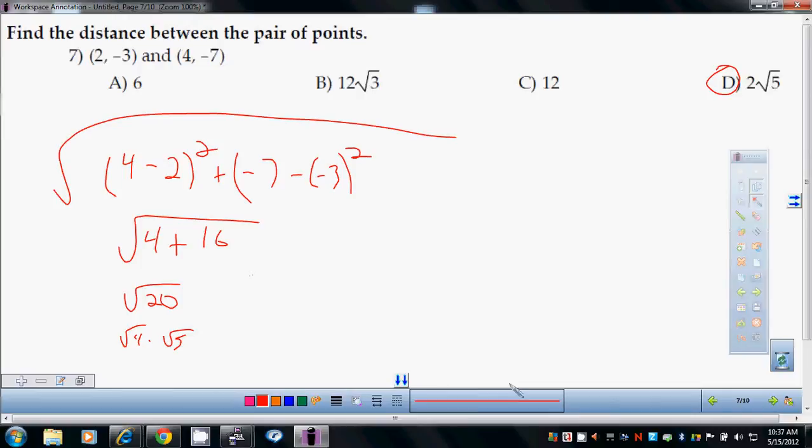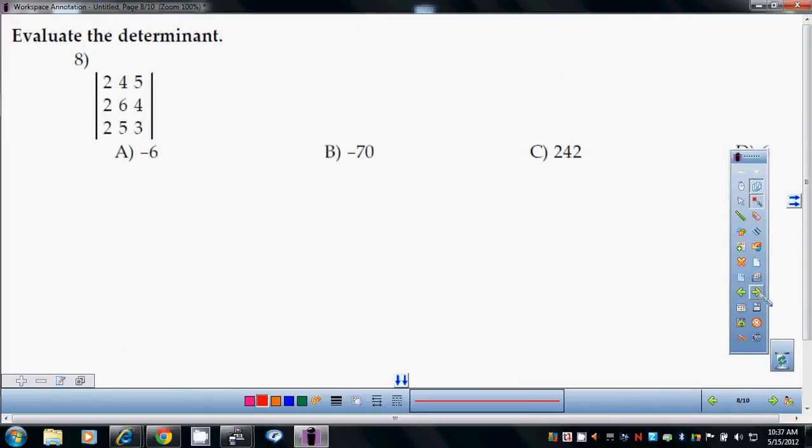Okay. Number 8. It's easy if you have the formula. How about that? Number 8. Evaluate the determinant. What do I do? Wrong. Rewrite the first two.